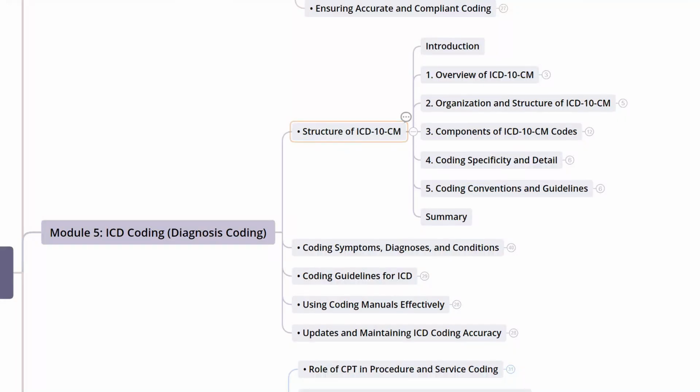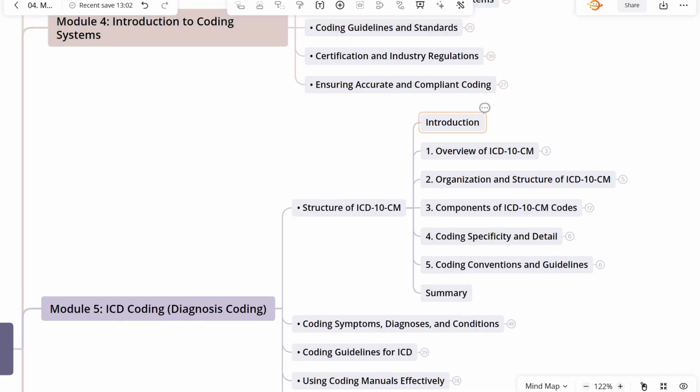We'll start with Module 5, ICD-10 coding, also referred to as diagnosis coding. Structure of ICD-10 CM. Introduction.